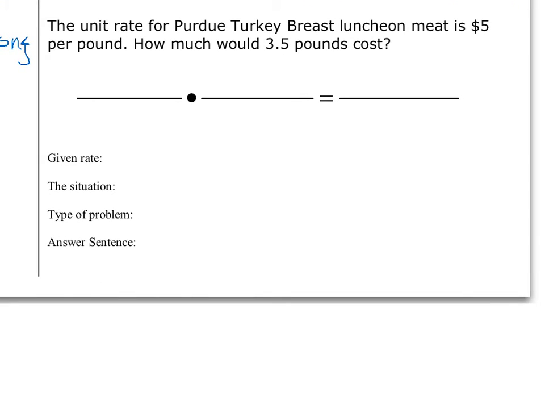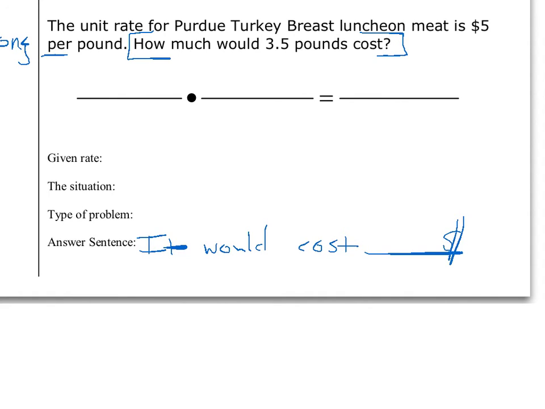All right, so the unit rate for Purdue turkey breast luncheon meat is $5 per pound. As I'm reading, I immediately recognize per as an important word. How much would 3.5 pounds cost? All right, so how much would it cost? It would cost some amount of dollars. What are my units for cost? Dollars.